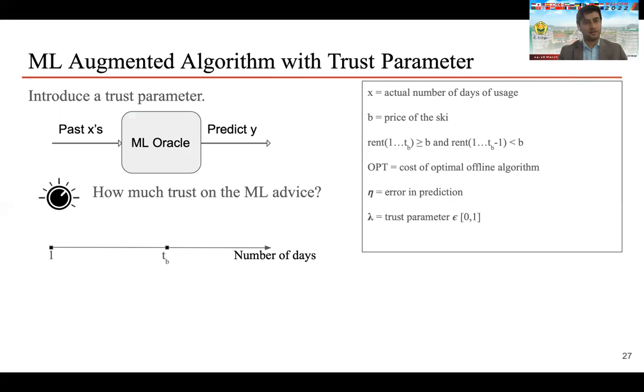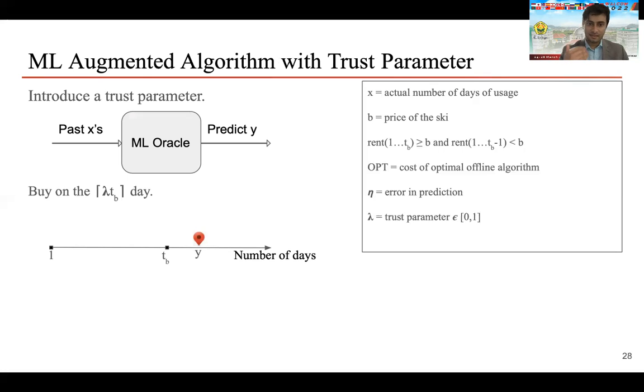There comes the next algorithm. Here, the algorithm is an ML augmented algorithm with a trust parameter. Now, this algorithm introduces a trust parameter. So it's necessarily a sort of tuning knob, which decides how much trust you have in the ML advice.